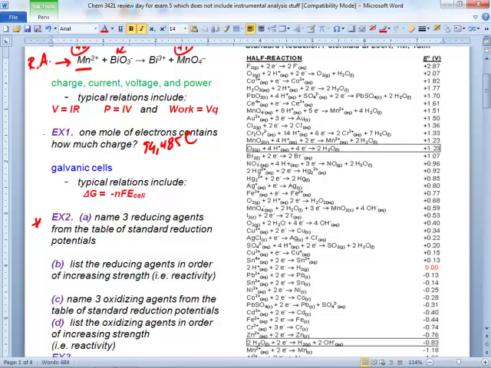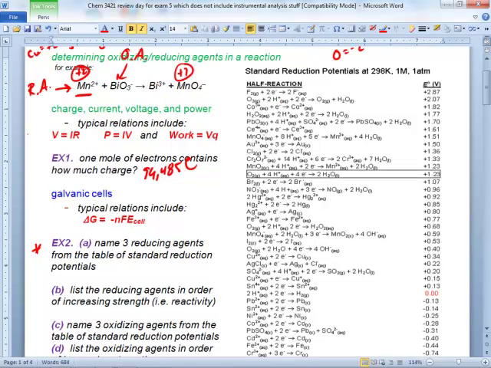Yeah, because reducing agents get oxidized. And this is called a table of standard reduction, right? So these guys are all getting reduced. These guys are all getting oxidized. So he's exactly right. So you want reducing agents, they got to get oxidized.